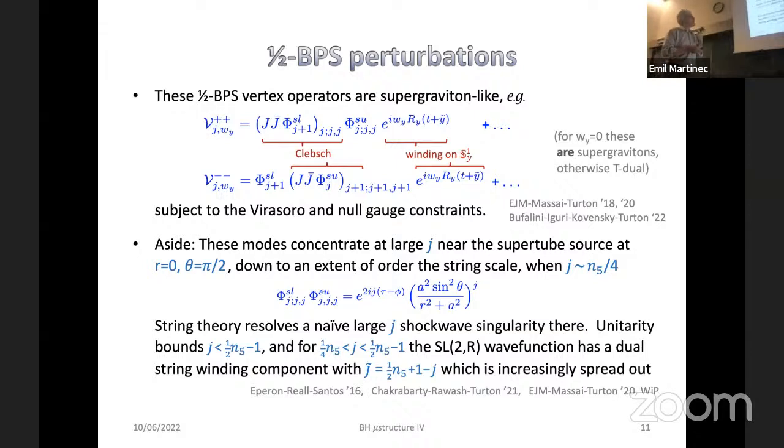And what you see is that as you increase J, the graviton wave function gets increasingly localized in the center of AdS3, but the winding component expands out because its spin is becoming smaller and smaller. So they exactly trade places at J equals halfway up to the maximum. And for J larger than n5 over 4, the string winding wave function is getting enormous, and the graviton wave function is becoming David's shock wave.